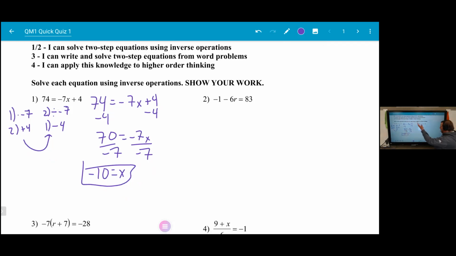All right, so number 2, what am I going to do? First, I'm going to add 1 to both sides. I get negative 6r equals 84. I divide both sides by negative 6.